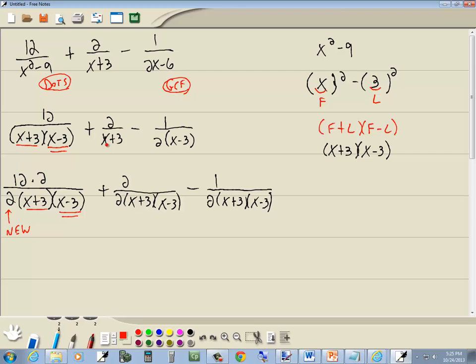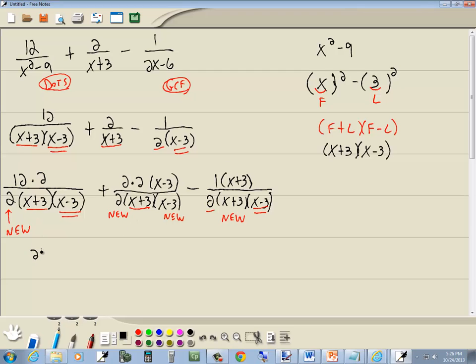Our second fraction, we had an x plus 3, the x plus 3 is still there. The new items are the 2 and the x minus 3. So again, whatever new items you put downstairs, you have to put up on top. So I get a 2 and x minus 3. And our last fraction, we had a 2, the 2 is still there. X minus 3 is still there. The new item downstairs is the x plus 3. So whatever you put down here, you have to put up here.